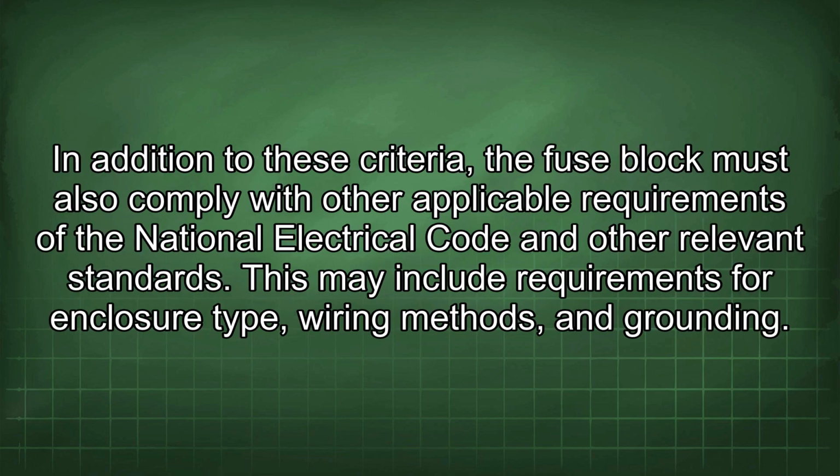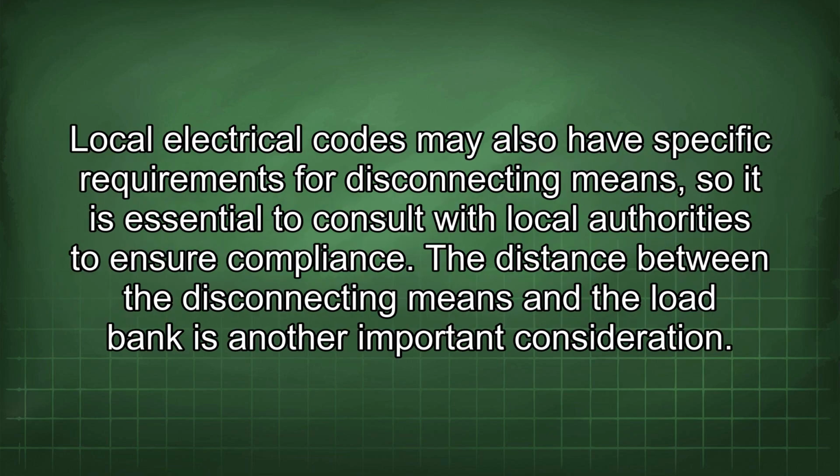In addition to these criteria, the fuse block must also comply with other applicable requirements of the National Electrical Code and other relevant standards. This may include requirements for enclosure type, wiring methods, and grounding. Local electrical codes may also have specific requirements for disconnecting means, so it is essential to consult with local authorities to ensure compliance. The distance between the disconnecting means and the load bank is another important consideration.